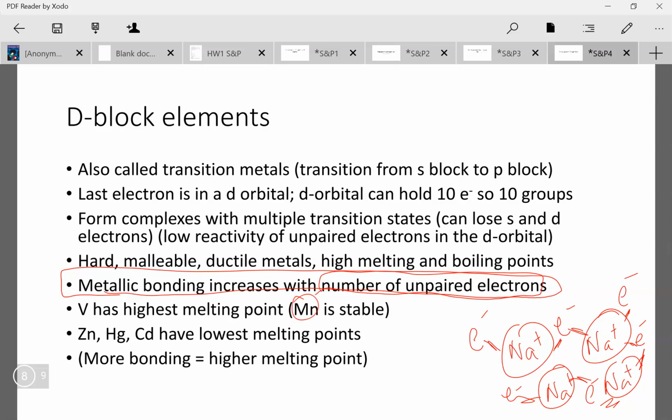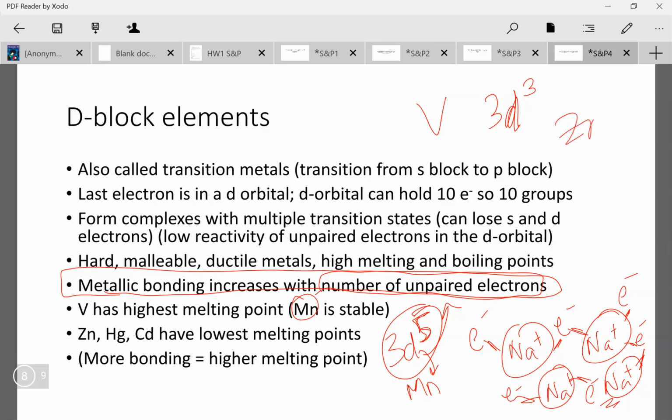Because manganese is stable with 3d5, it will not donate these 5 unpaired electrons, even though this is the maximum. It has 5 unpaired electrons, but they are going to stick to the manganese. The manganese will not tend to become an ion and give these electrons out to float and share with other ions. It will hold these 5 electrons because 5 electrons in a d orbital means it's stable. So vanadium has a 3d3, which corresponds to the maximum number of unpaired electrons it can donate, and so this will have the highest melting point of all.